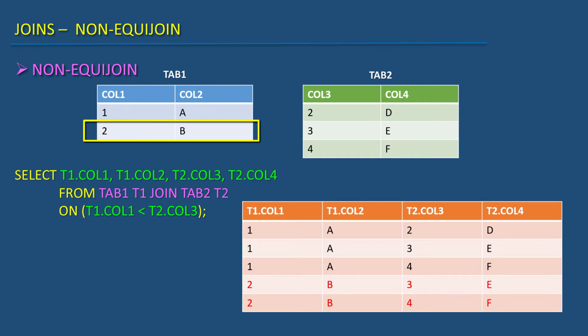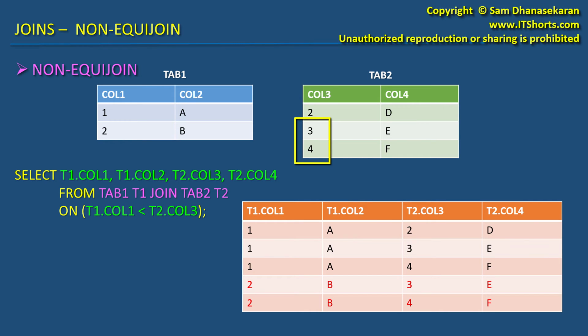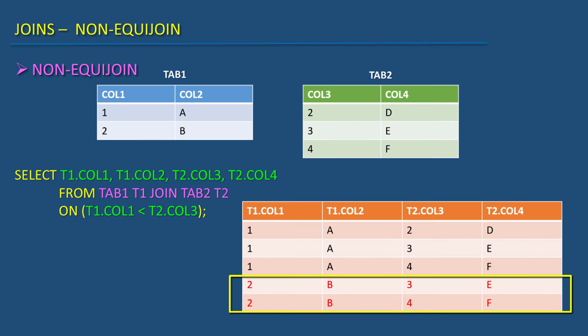Let us go to the second row. Is 2 less than any of the values here? Yes, 2 is less than 3 and 4. So, 2B will be joined with 3A and 4F.